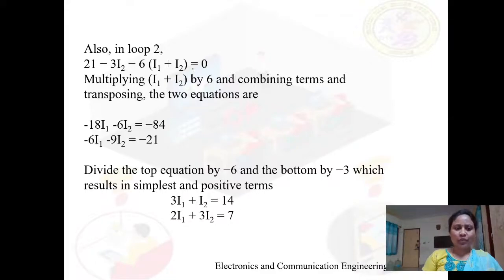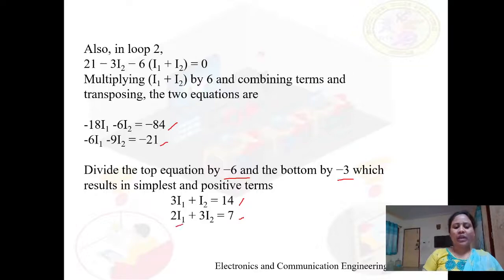Let us simplify these two loop equations. On simplifying, you will get the loop equations like this. And for further simplification, let us reduce the magnitude of these two equations. Hence, we are dividing by 6 for the first equation, and for the second equation, let us divide by minus 3. And hence, the two equations become 3I1 plus I2 is equal to 14, and 2I1 plus 3I2 is equal to 7.